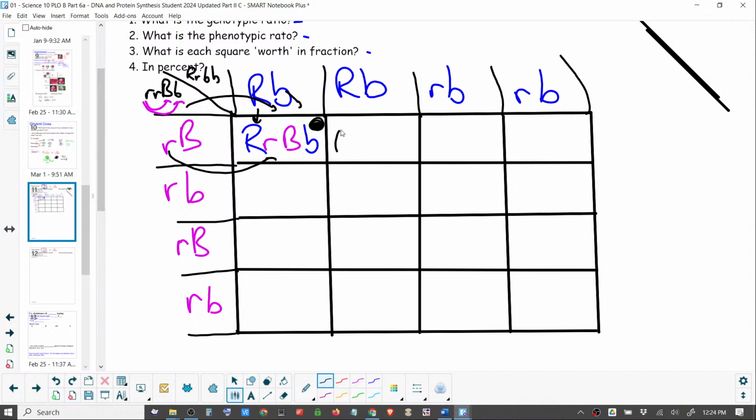You need a pen? Oh well. It's RB. Only one at a time. Which one would it be? For this one? That's green. So it'll be lowercase r, capital B.